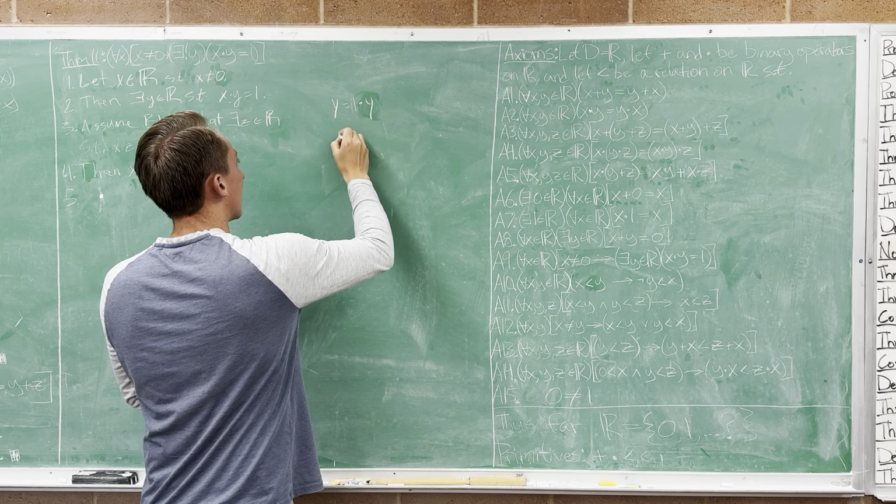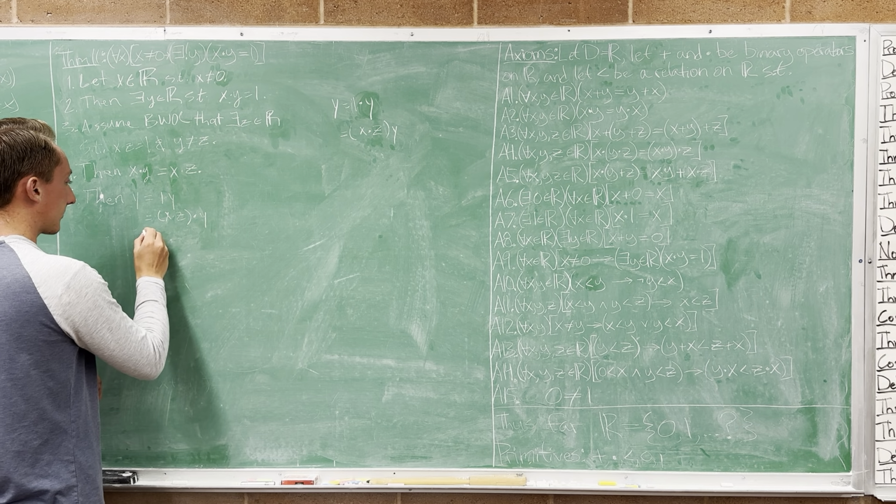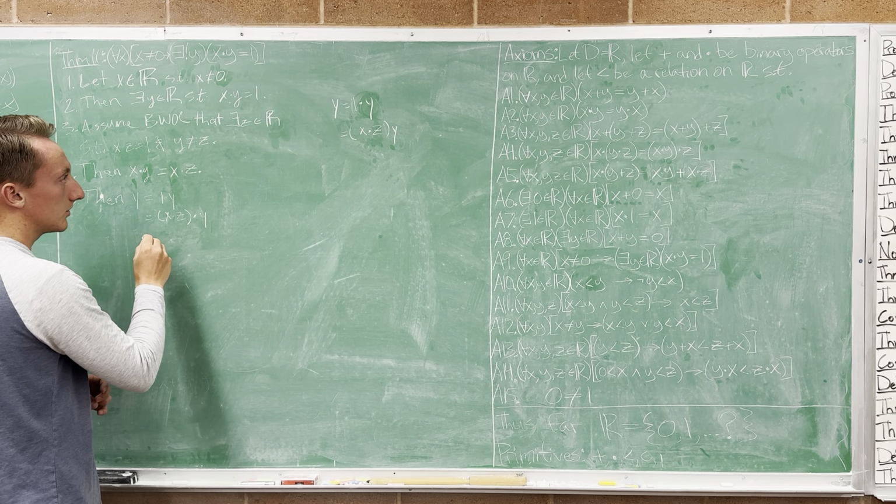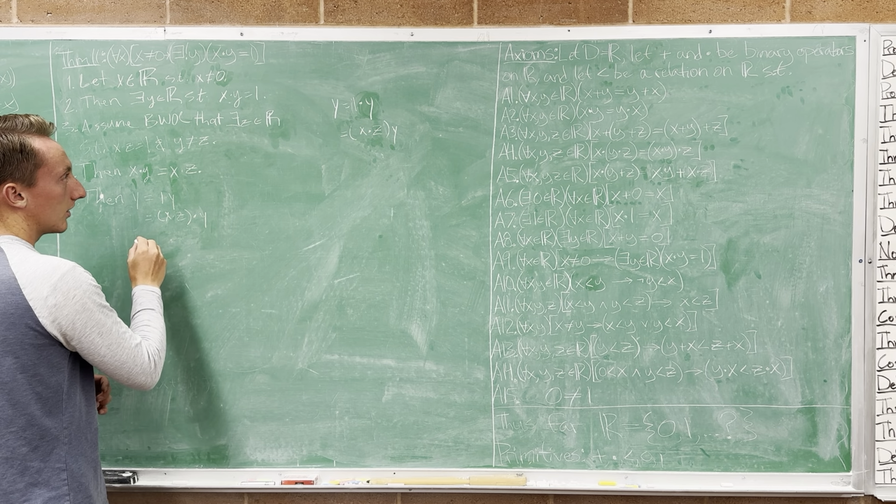Use associativity. Oh, okay. I think I see it. So then x times... wait a minute. I just start with y equals 1 times y equals x times z times y. It would have been better to put the 1 at the end. I don't know if you want to fix it on the fly or keep going.